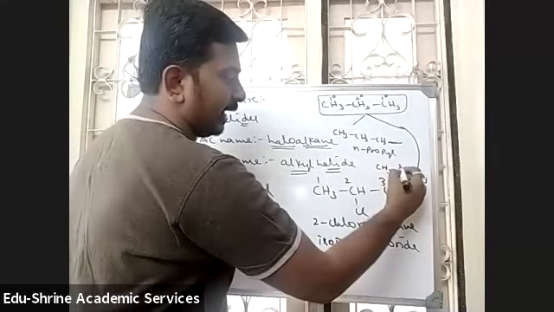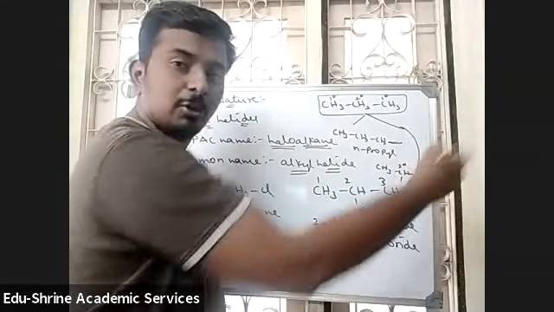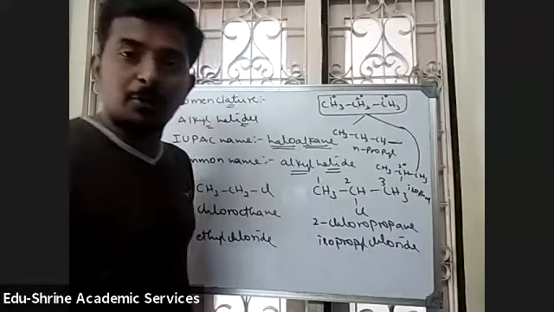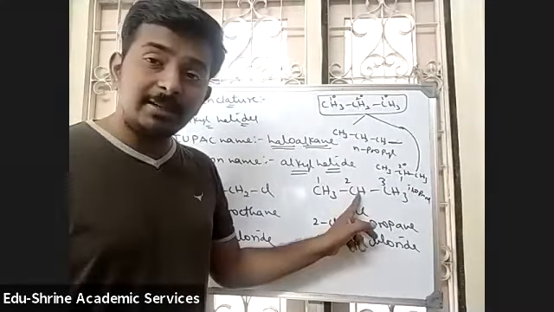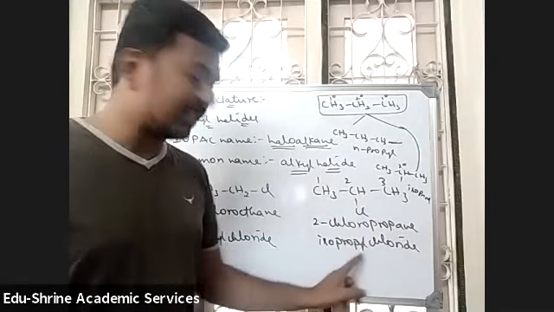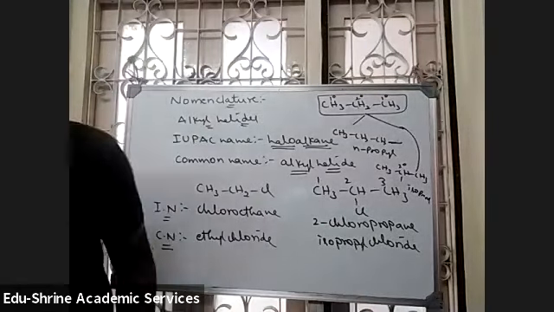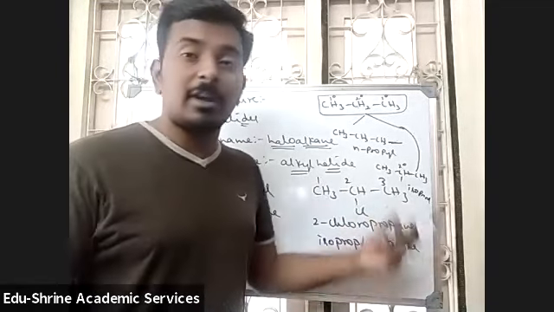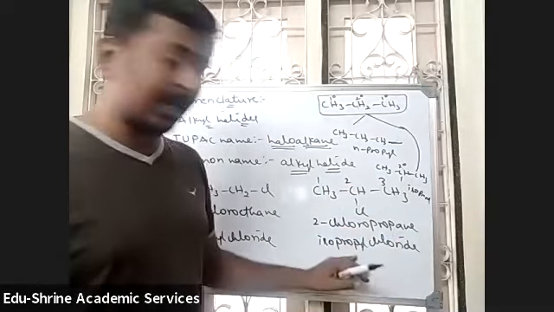So if I am replacing hydrogen from a secondary carbon atom with some other group, it is said to be an isopropyl group. Here you are replacing hydrogen from a secondary carbon atom, so it is isopropyl chloride. If you just write propyl chloride, it is wrong, students. Propyl chloride may mean N-propyl or isopropyl. You need to know the correct name.